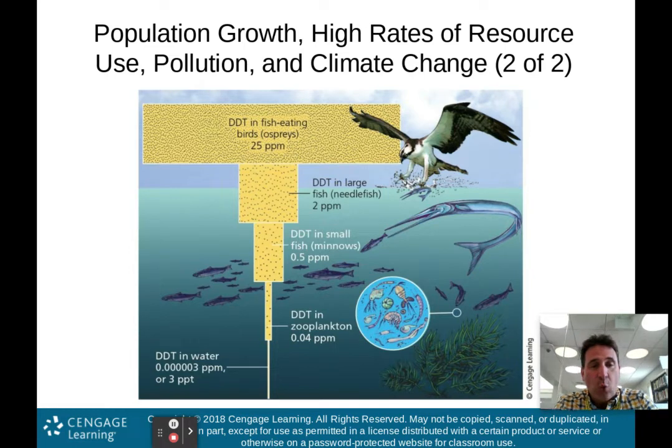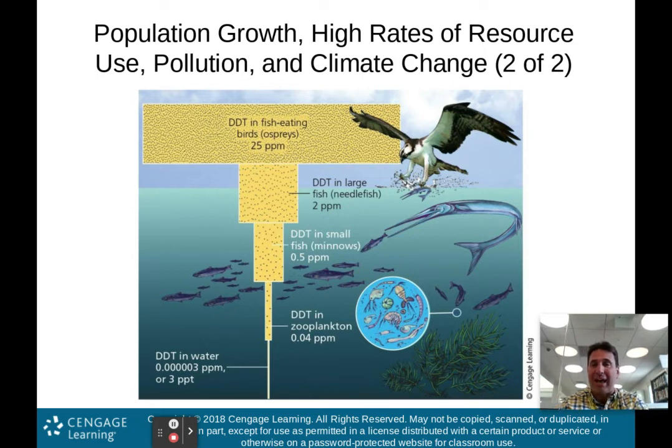So you'll notice in water, DDT is only 3 parts per trillion, right? In zooplankton, it becomes 0.04 parts per million. Then by the time we get up to small fish, the DDT is 0.5 parts per million. By the time you get to large fish, 2 parts per million. And by the time you get to that fish-eating bird, 25 parts per million. So the accumulation or the magnification.